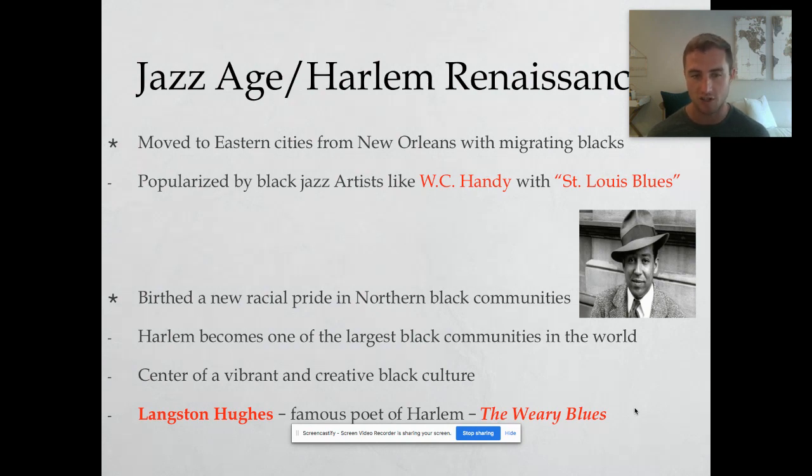One such section is Harlem, which becomes one of the largest black communities in the world. And this is where we see the emergence of black culture in a big way, and it becomes a national stage. Jazz artists like W.C. Handy, playing the St. Louis Blues. We also see black poets like Langston Hughes, and other jazz artists like Louis Armstrong, all of these artists becoming so popular with the country.